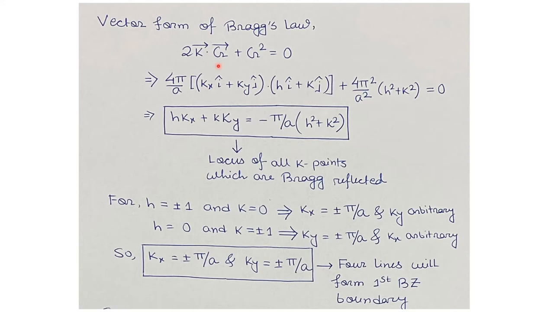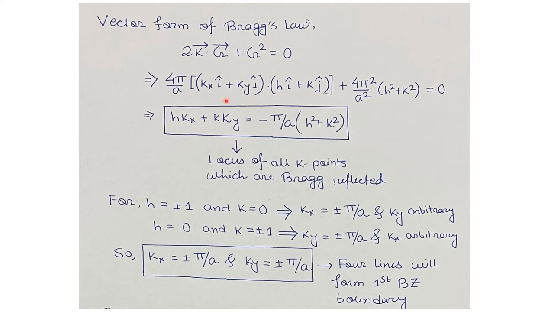So this G vector for the two-dimensional square lattice will be 2 pi by a times (h i cap plus k j cap). Now we'll put all the expressions for the K vector and G vector in this equation. Then we'll get 4 pi by a times (Kx i cap plus Ky j cap) dot product with (h i cap plus k j cap) plus 4 pi square by a square times (h square plus k square) equals 0. So this second term is coming from the G square term, and this 2 times K dot G vector is giving the first term in this equation.